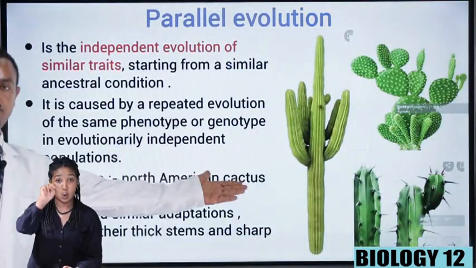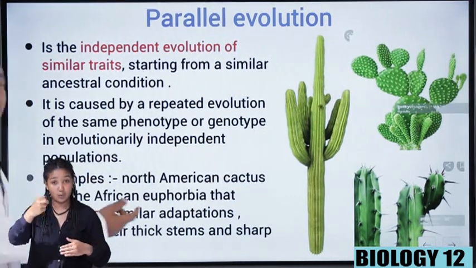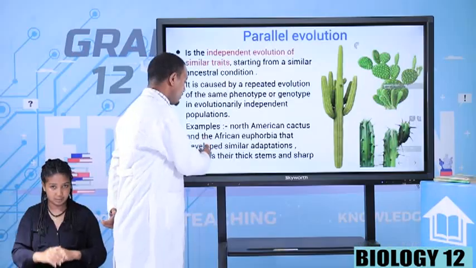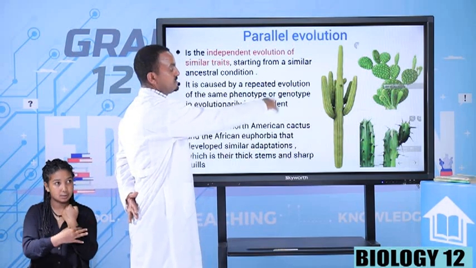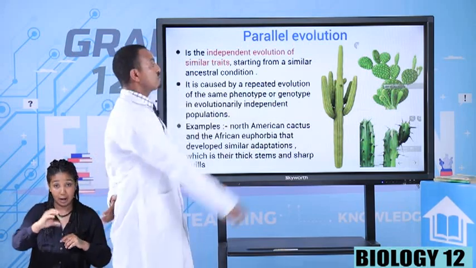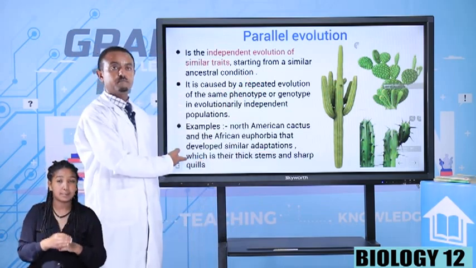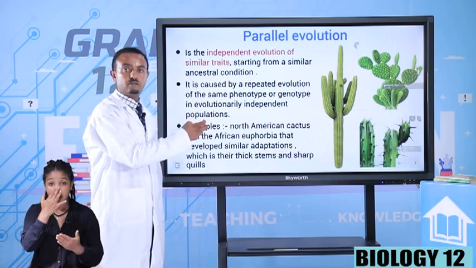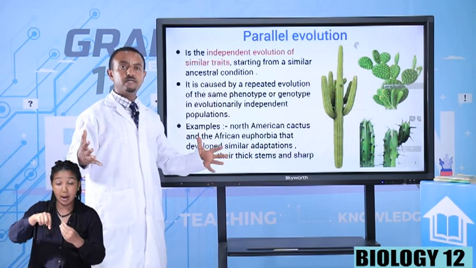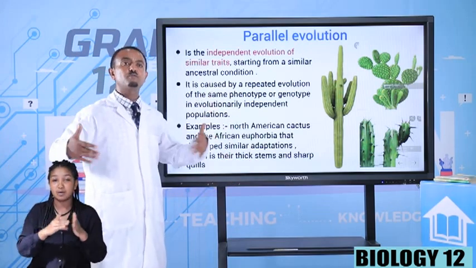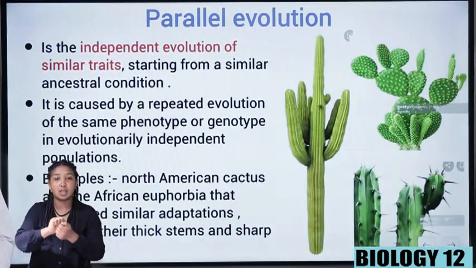North American cactus and the African euphorbia have developed similar adaptations, which are their thick stems. There are different types of cactuses. They have thick stems and also sharp quills. They are found in different continents, but the climatic conditions make them develop similar types of evolution. Such kind of evolution is called parallel evolution.